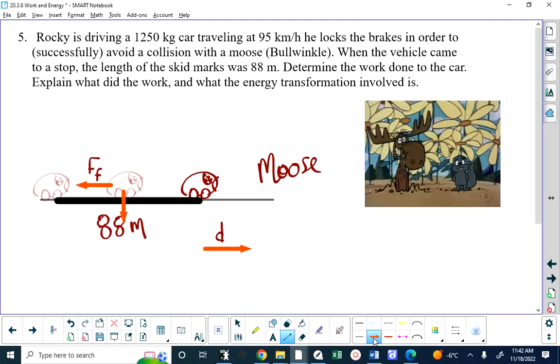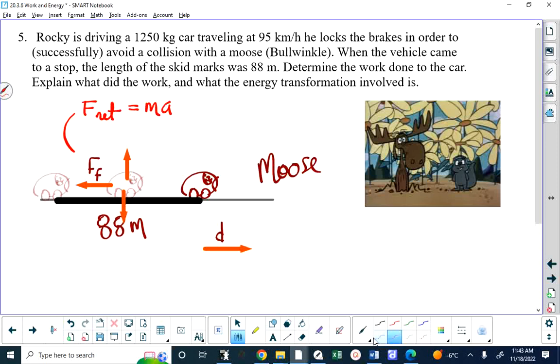Why can we ignore the force of gravity? Because there's a normal force. So what, in addition to the applied force being the force of friction, what else is the force of friction? The net force. Which means we can calculate it using MA. So this force of friction is the net force, which is MA.